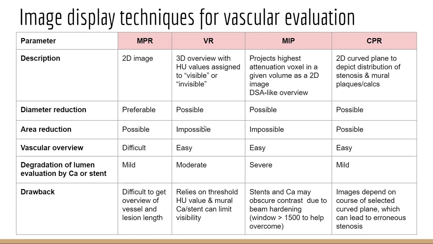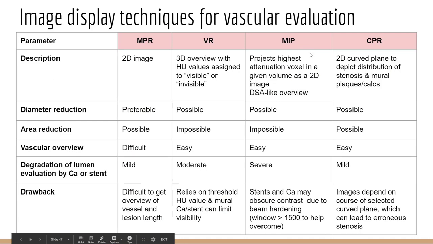Area reduction, we don't really care about, to be honest. Vascular overview, this provides an excellent 3D overview of the entire vasculature. We can get degradation of the lumen by calcifications or stents, but again, a drawback is that it relies on a threshold unit, and therefore, these high density objects, such as calcifications or stents, can limit the visibility.